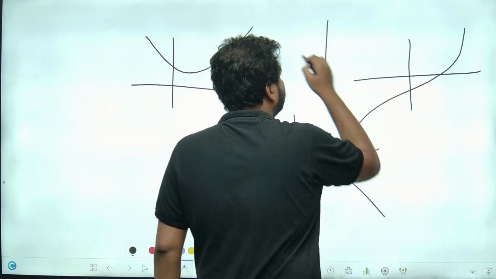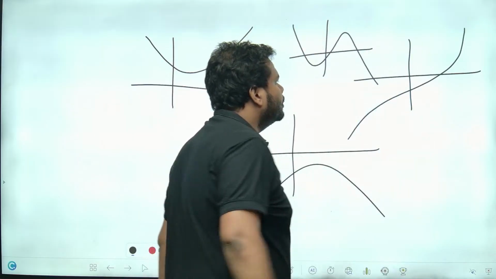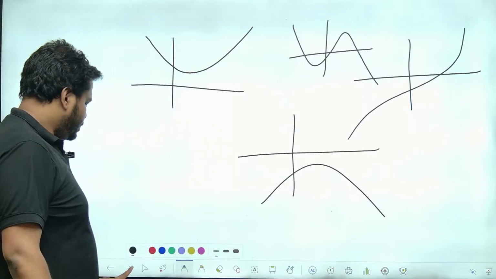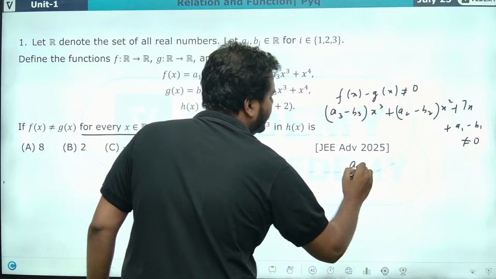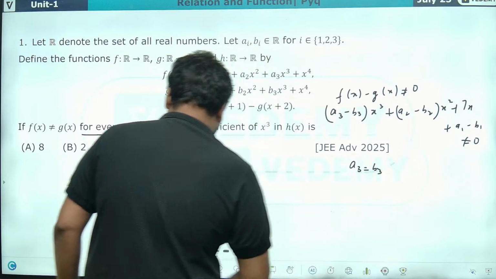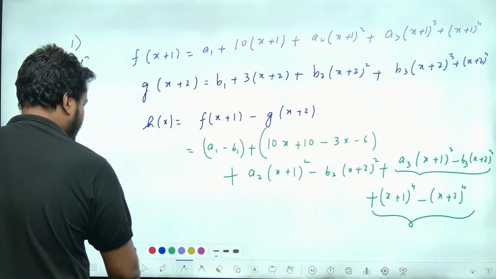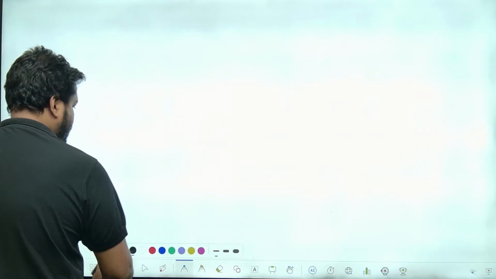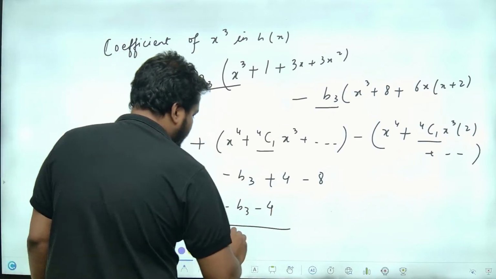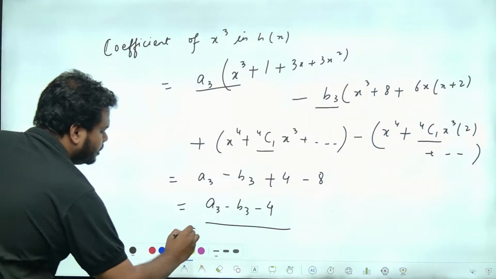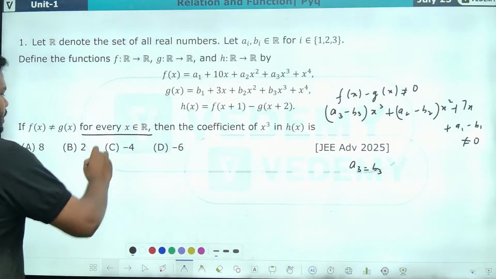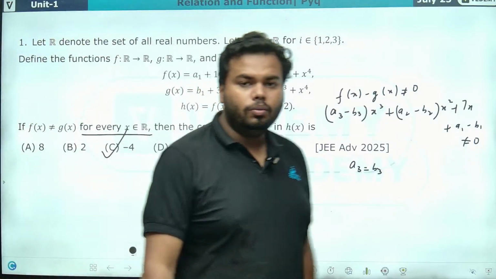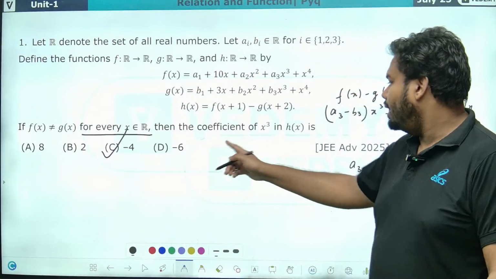All right. So from here we conclude a3 equal to b3. If a3 equal to b3, then the coefficient of x cube is equal to minus 4. Check the options. It is option C, minus 4.